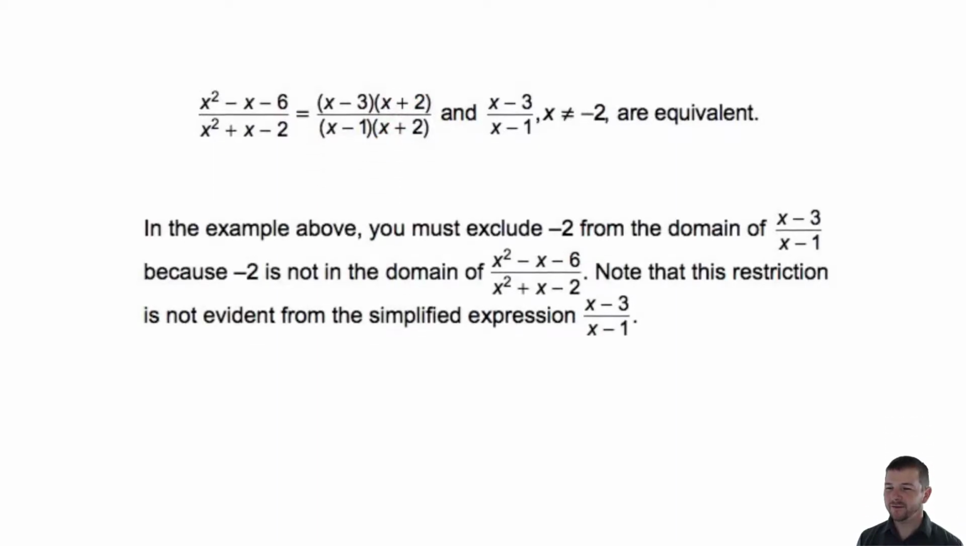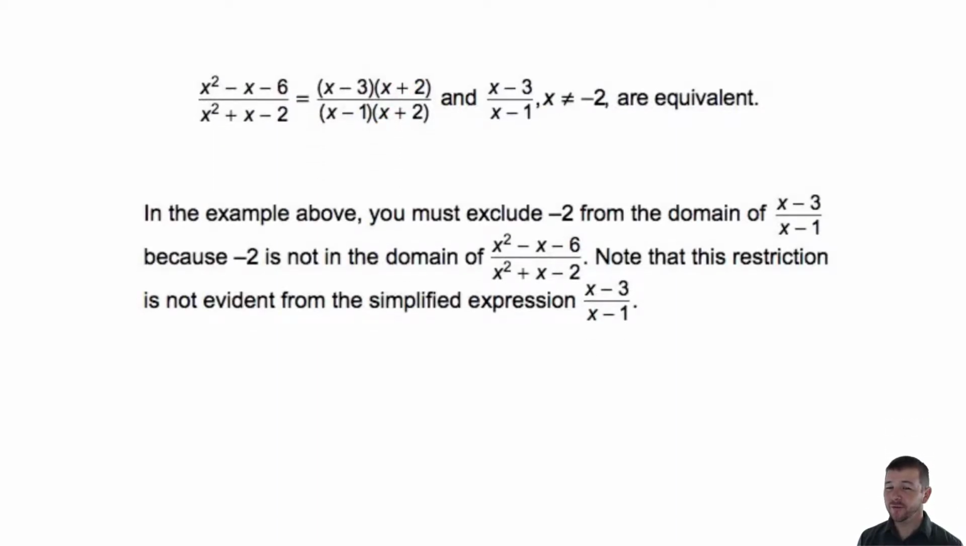In the example above, you must exclude negative 2 from the domain of your simplified form x minus 3 over x minus 1, because negative 2 is not in the domain of the original expression x squared minus x minus 6 over x squared plus x minus 2. That would lead to a zero denominator. Note that this restriction is not evident from the simplified expression x minus 3 over x minus 1.